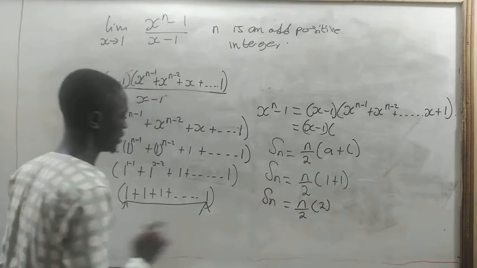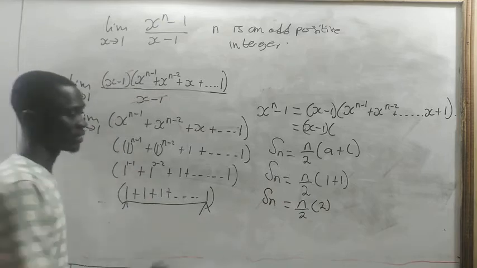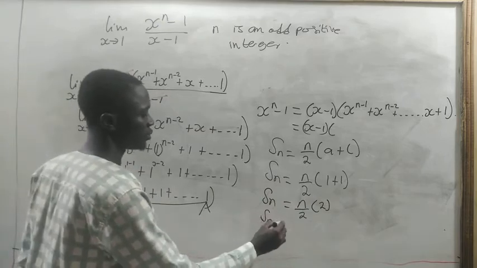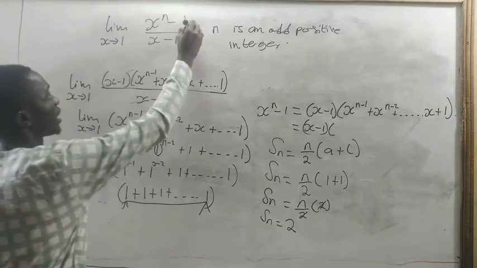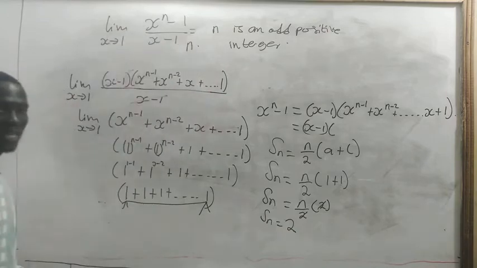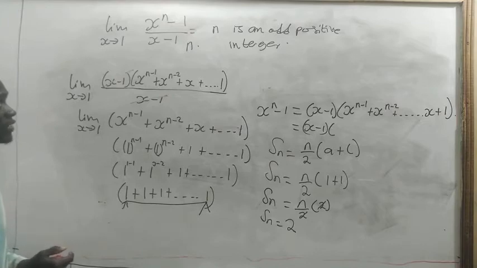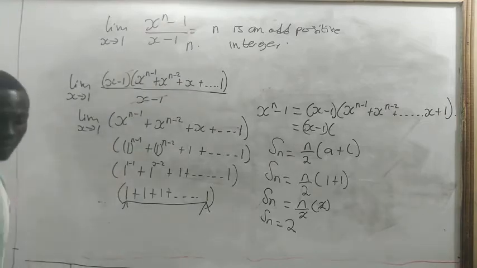So this gives n divided by 2 times 2. That's the sum of this linear sequence. The 2 cancels the 2, so here our answer is n. As x approaches 1, x exponent n minus 1 divided by x minus 1 will also approach n.